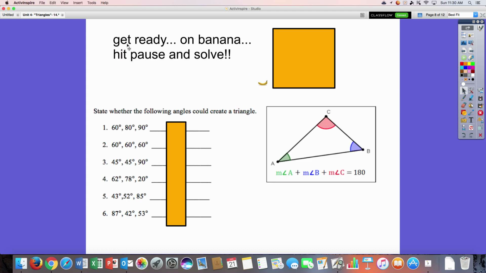All right, get ready. On the word banana, I'm going to tell you to hit pause and solve. Remember, all these have to equal what? They must equal 180. If it equals 179, it's not a triangle. If it equals 181, it's not a triangle. So on banana, hit pause and solve those. Banana!